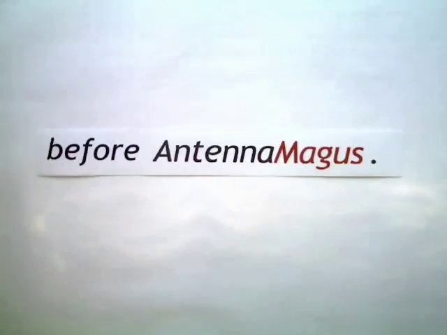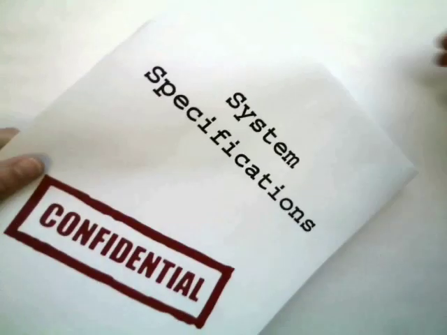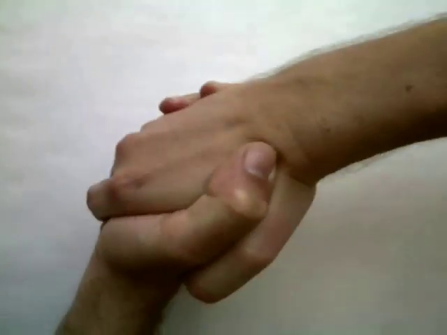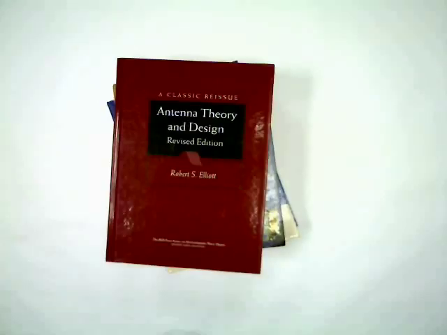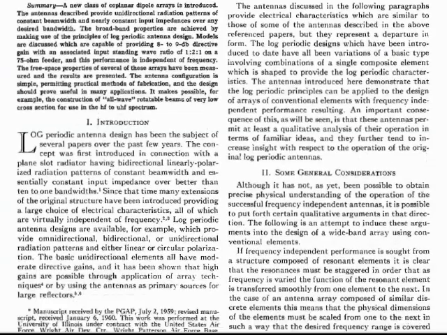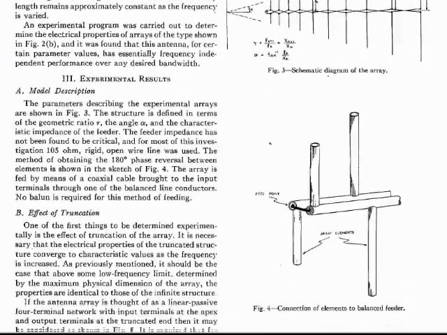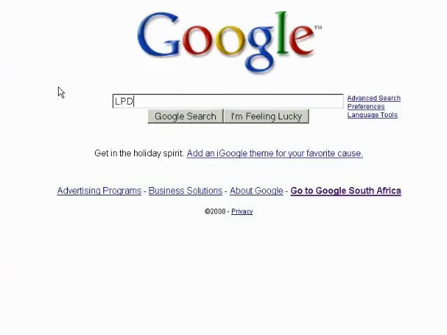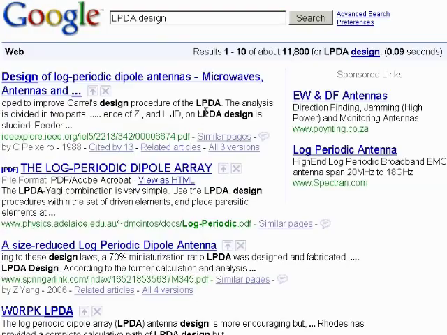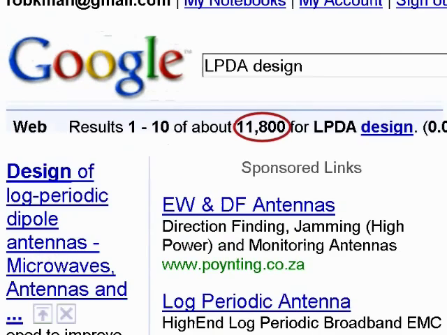So what happened before Antenna Magus? The engineer got the specifications from his manager or client and had to choose the best suitable antenna for the job. Information was found in antenna books, published papers, and on the internet. Even after doing a lot of research, it was uncertain if all his bases were covered. There might have been a more suitable antenna which he was unfamiliar with.